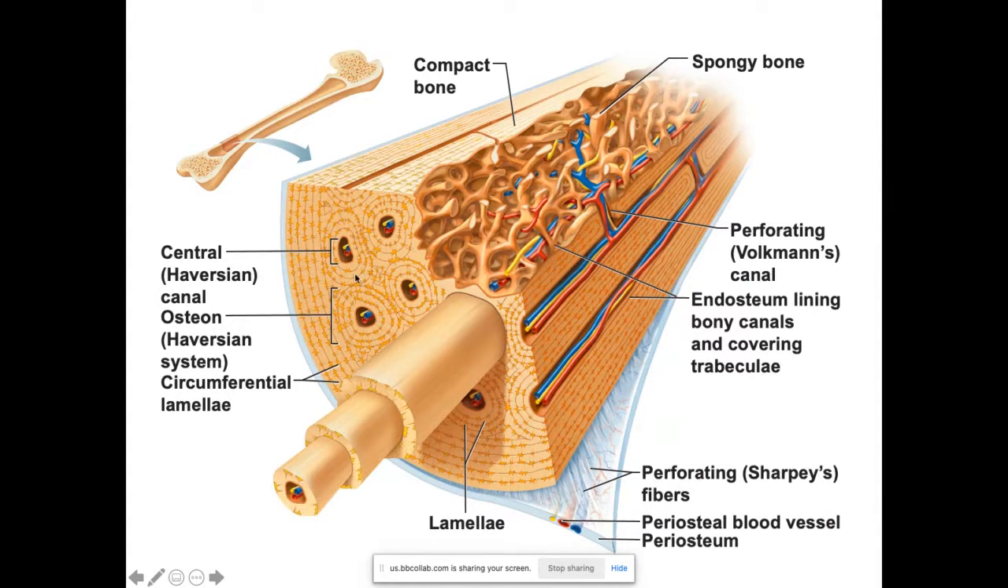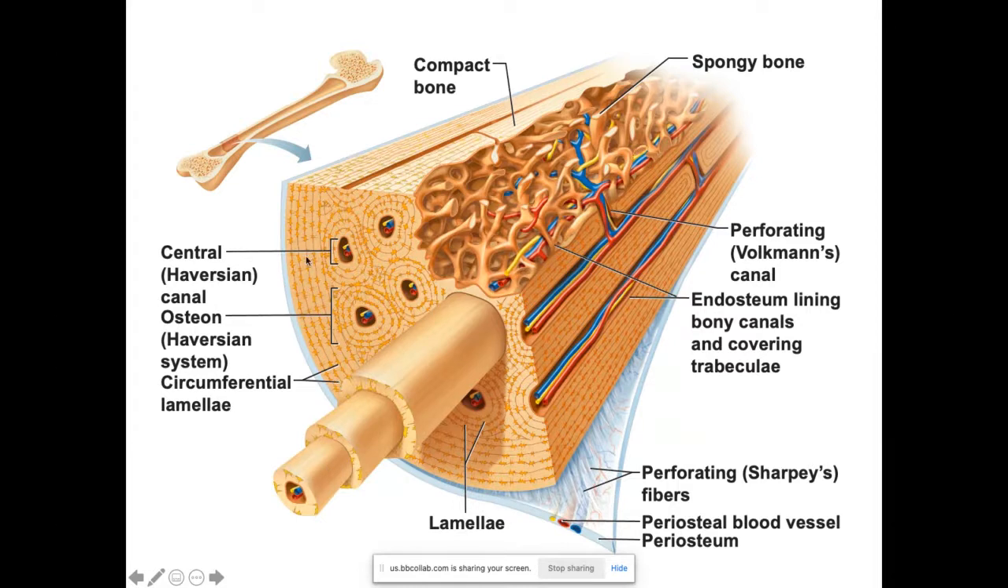Each of these circles that we see here, this entire circle is called an osteon. This is really the functional unit of compact bone, an osteon. It basically looks like a tree was cut down and it's the remnants of the tree stump. It's got all those concentric rings. They're called concentric lamellae. This is a concentric lamellae.